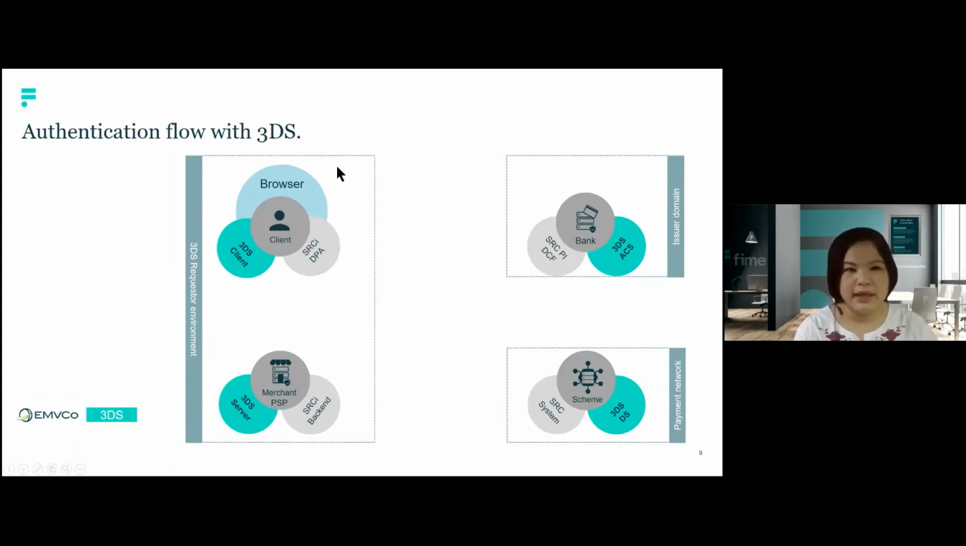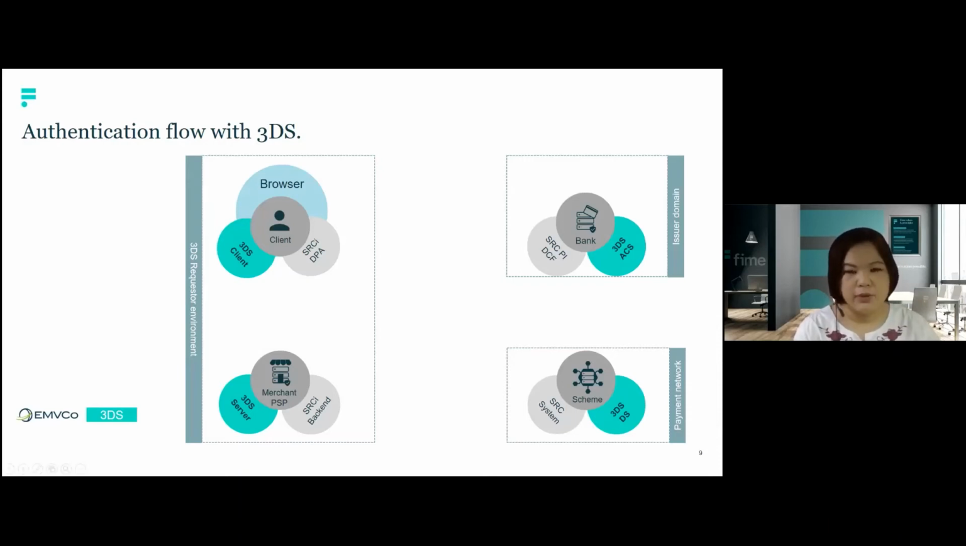Firstly, let's look at 3DS for the authentication part. There are a few roles defined in 3DS. I will go through them quickly. First one is the 3DS server, which is located in the acquiring domain, connected to the merchant server or the PSP, to manage the acquiring side of this 3DS flow. And the directory server is managed by payment network providers to manage the messaging, transferring, and authentication. And ACS stands for Access Control Server, the server connected to the issuer banks.